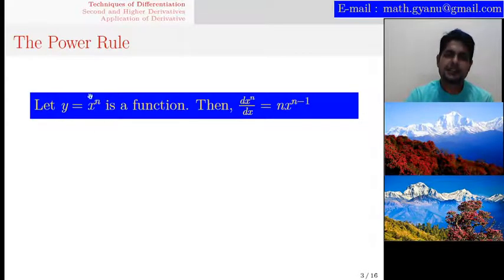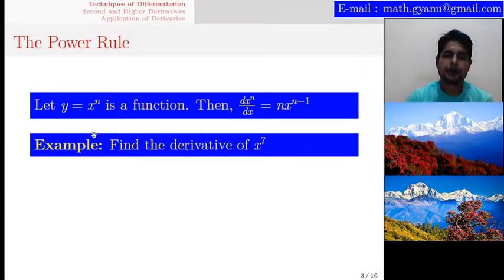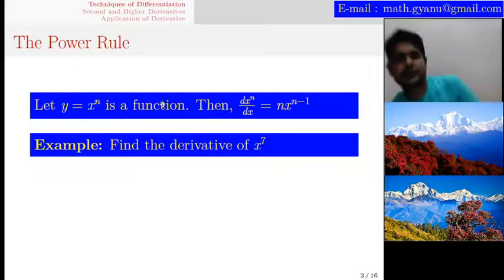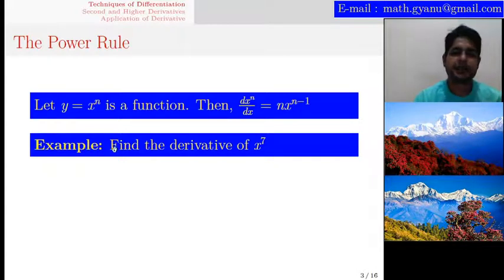In this function, x is known as the independent variable and y is known as the dependent variable. Usually we differentiate the function with respect to the independent variable. Now, to see how to use this formula, we try to solve one example. For example, find the derivative of x^7. Here x^7 is the given function. We may assume y equal to x^7. Then using the formula we will get the result immediately.